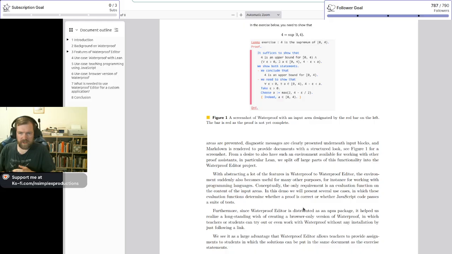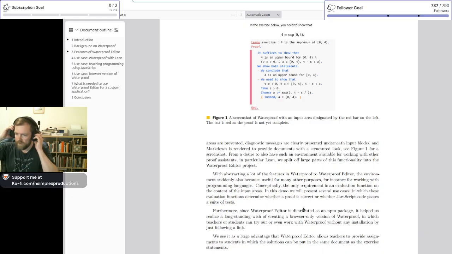Alright, with abstracting a lot of features in Waterproof to Waterproof Editor, the environment suddenly also becomes useful for many other purposes. For instance, for working with programming languages. Conceptually, the only requirement is an evaluation function on the content of input areas. In this demo, we will present several use cases in which these evaluation functions determine whether a proof is correct or whether JavaScript code passes a suite of tests.